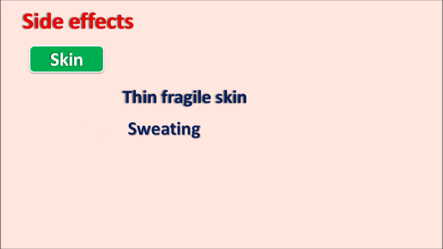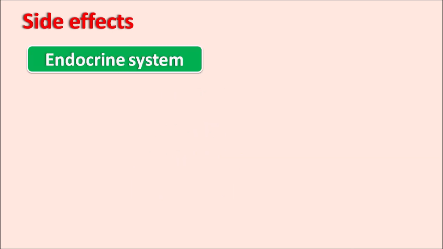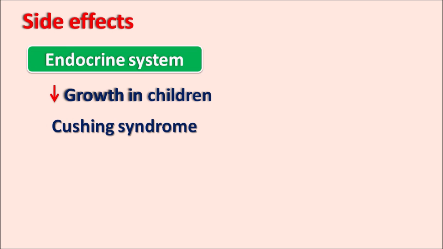On the skin, it can produce thin, fragile skin and it can increase sweating. Some erythema can be observed, resulting in facial redness, and impaired wound healing is also observed because of immunosuppression. Similarly, on the endocrine system, this drug can reduce growth in children. This is because of suppression of the HPA axis, and it can also precipitate Cushing syndrome, which is a collection of so many symptoms we have already discussed.